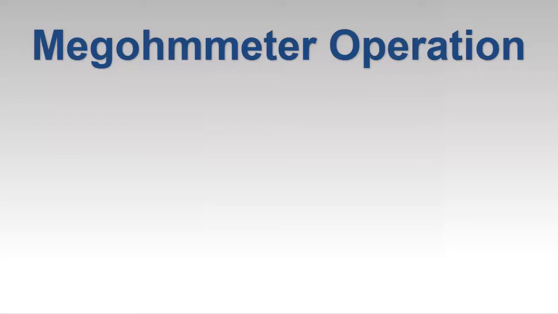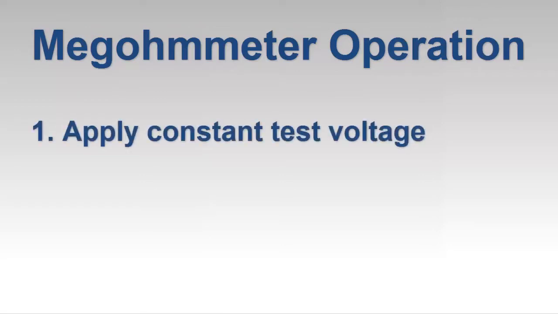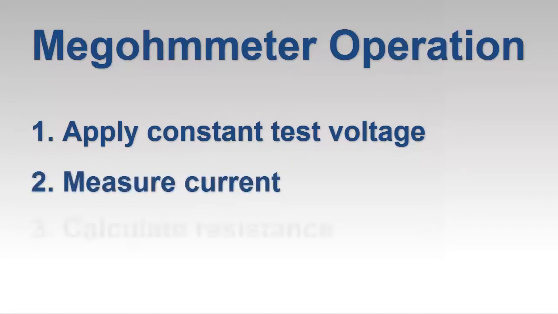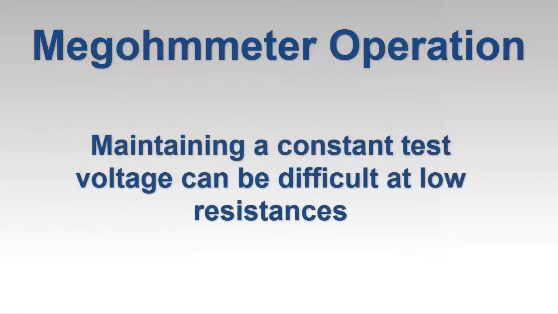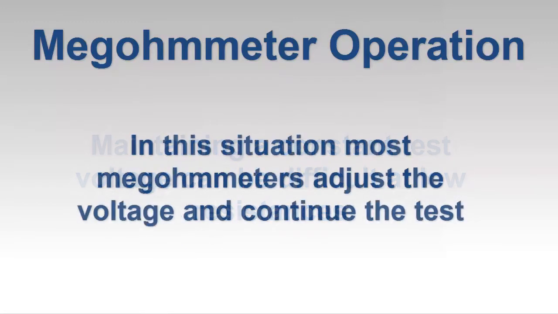Another term unique to AEMC is true Megohmmeter. To understand its meaning, consider the general principle behind how Megohmmeters operate. Basically, these instruments apply a constant voltage to the insulation under test, measure leakage current on the conductor, and then calculate and display resistance using Ohm's law. Unfortunately, holding the voltage constant can be a challenge at lower resistances. To accommodate this, most Megohmmeters lower the voltage level in this situation and continue with the test.